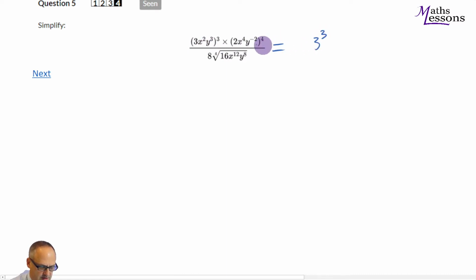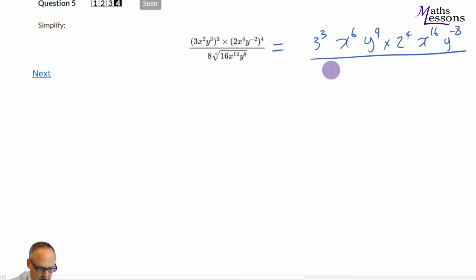I'm not going to work this out because it may cancel. You never know. x squared to the 3 is going to be x to the 6, times them together. y to the 3 is y to the 9, times 2 to the power of 4. x to the power of 4 to the power of 4 is x to the 16. y to the minus 2 to the minus 4 is y to the minus 8. All over 8, which is 2 to the 3.